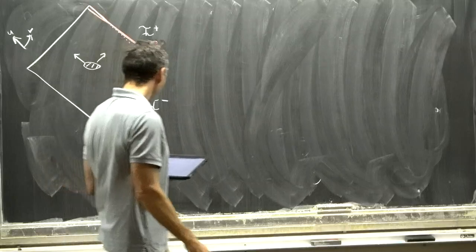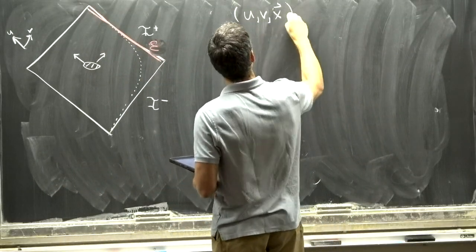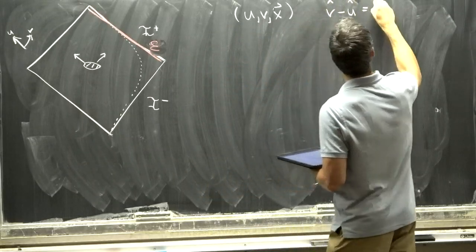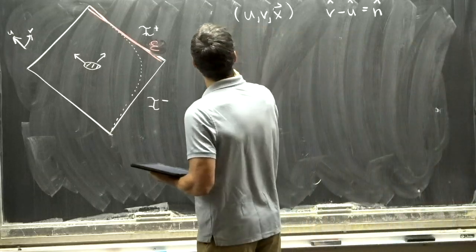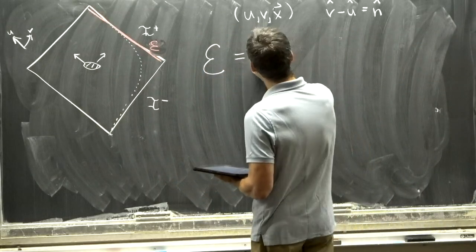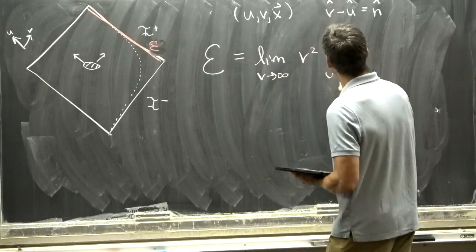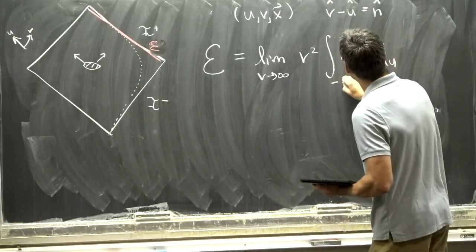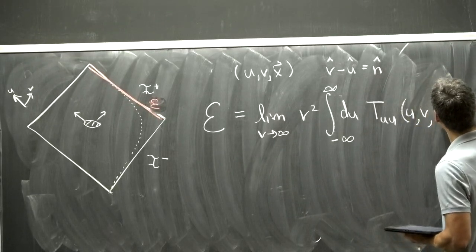And if we choose our usual null coordinates, u, v, and x, with v hat minus u hat, that's the spatial direction corresponding to where our calorimeter is situated, then this energy operator is the same as the limit v goes to infinity of v squared integral du T_uu, from minus infinity to infinity, of (u, v, 0).